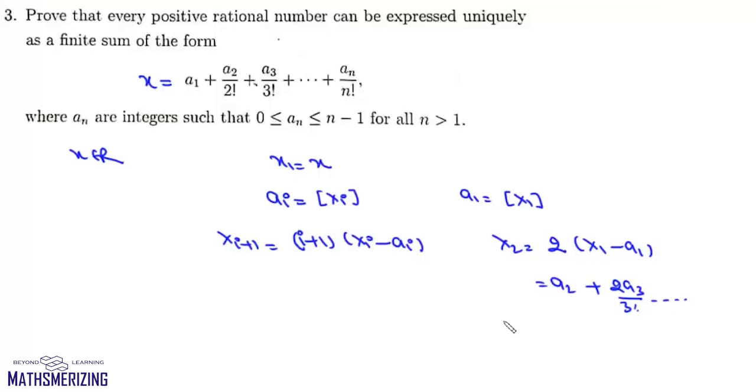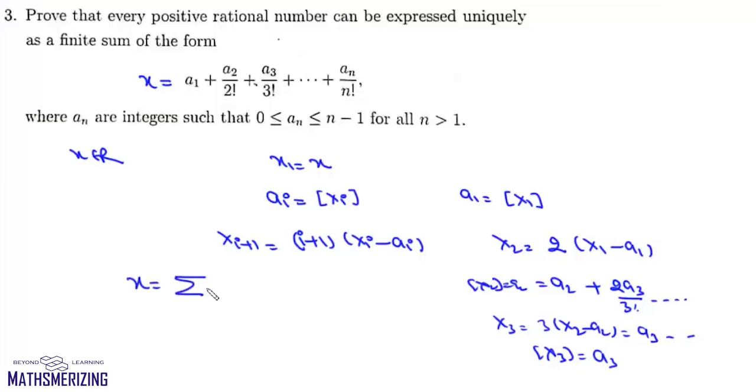And the same way, if we consider x3, it will be 3 into (x2 minus a2). So here factorial 3 will cancel. So again, the greatest integer function of x3 will be a3. Here the greatest integer function of x2 will be a2. So now we can define this number x as the summation, i varies from 1 to infinity, of ai upon factorial i.